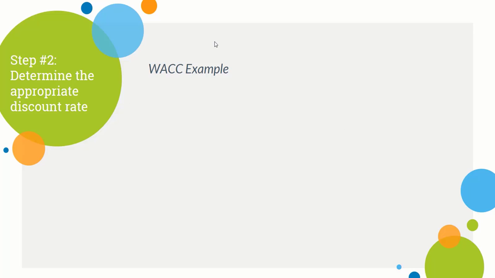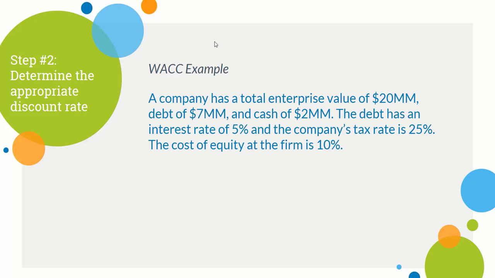So let me show you an example of the weighted average cost of capital. So suppose a company has a total enterprise value of $20 million. And we'll go through what enterprise value means in just a second. But basically that's the value of the firm. And they have $7 million of debt. And they have cash of $2 million.